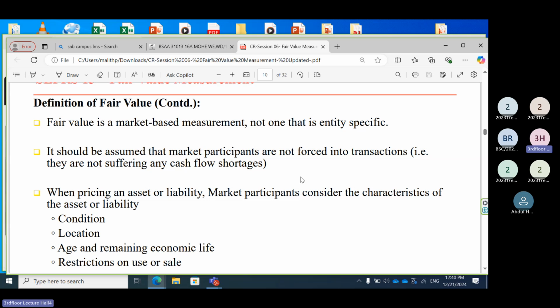So then you need to have proper understanding about the capability of the seller and the supplier. Those things we can consider as the condition and the location. Right? Age and the remaining economic life. We stopped with this.